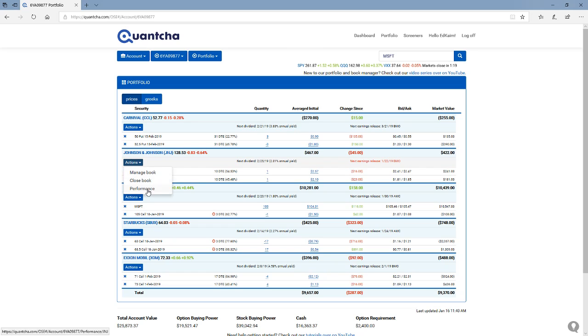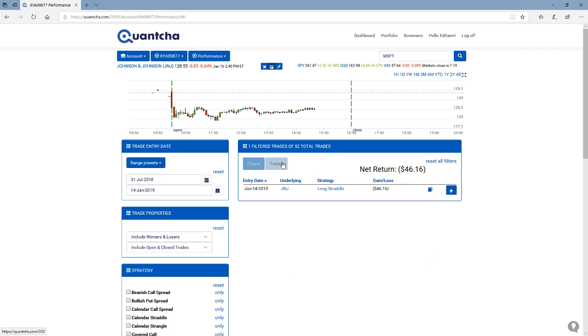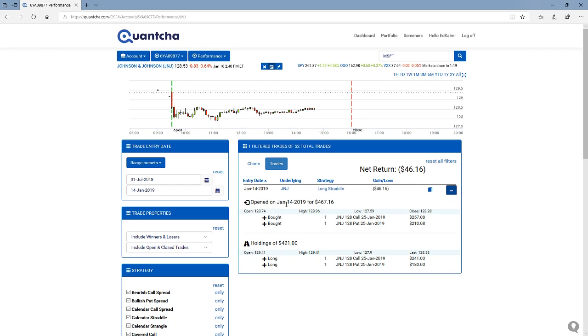We're kind of seeing a benefit there because, unfortunately, this is almost exactly where we opened the position. If we go to our performance, we can take a look at the trade and drill in here, and we can see when we opened the position, it was near the end of the day, closing at around 128 and a quarter. Right now it's 128.50. So we really haven't gotten any movement.